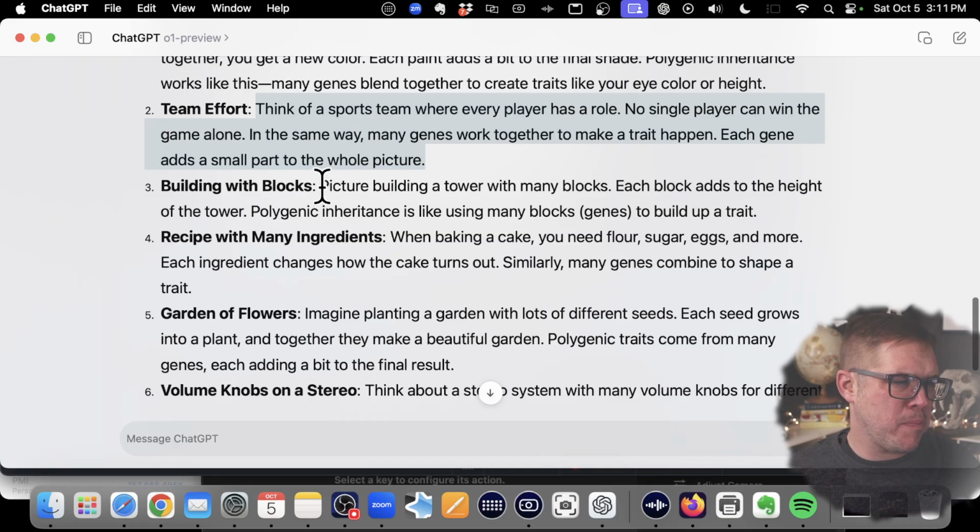Building with blocks. Picture building a tower with many blocks. Each block adds to the height of the tower.